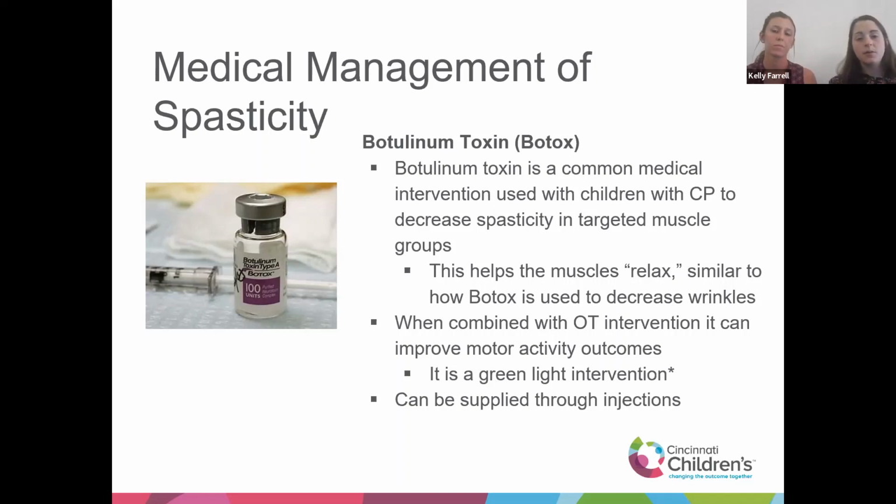And it has been found that when it's combined with OT intervention overall, it can improve motor activity and has been highlighted as that green light intervention. It is usually supplied through injections, which is really helpful because then you can just isolate one area of the body rather than affecting the entire body, which can be helpful in a case with hemiplegia or only one part is affected.